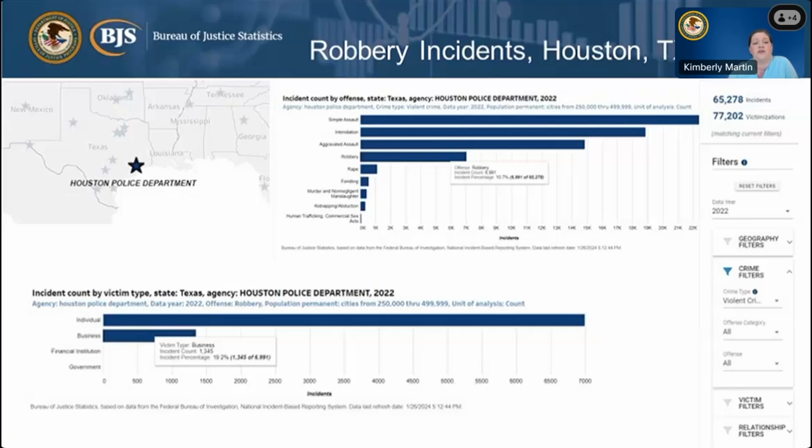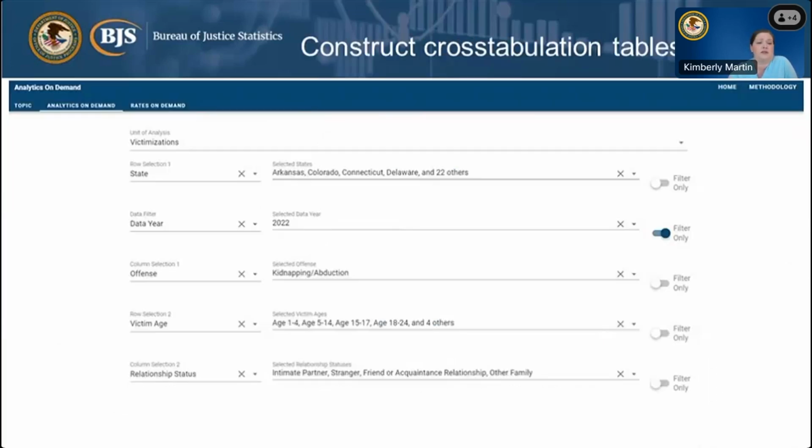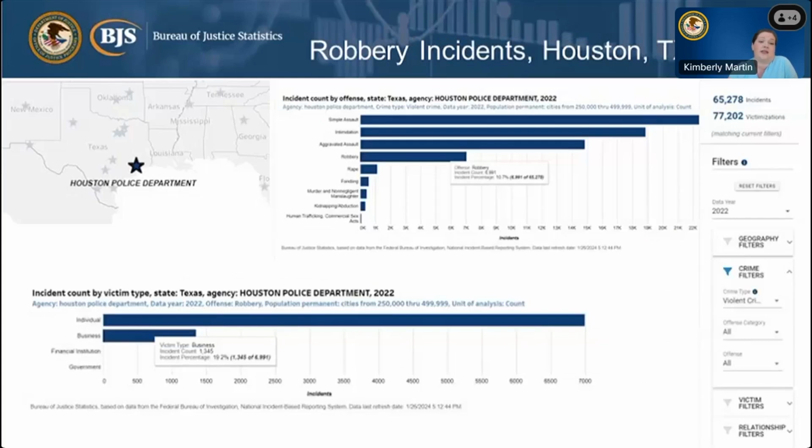And what you can do with that information is then subset the data by victim type and look at the distinct characteristics of robberies where businesses were victimized in addition to persons. And that just takes a few clicks.